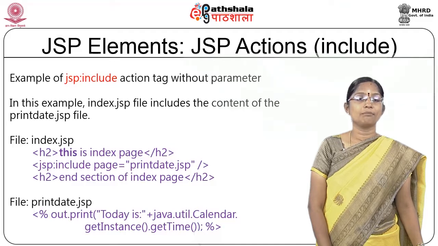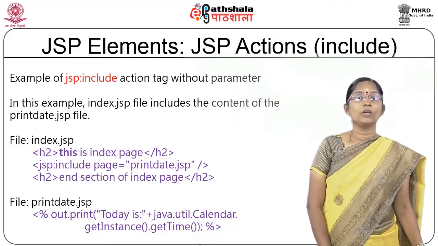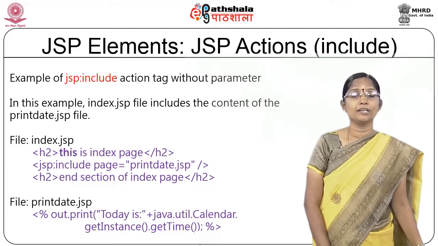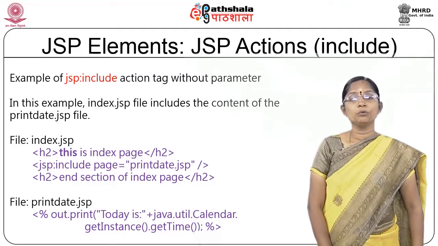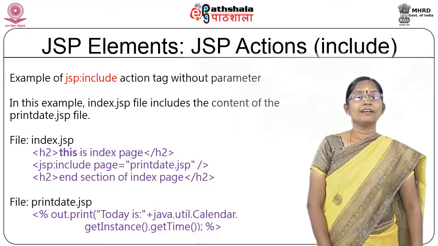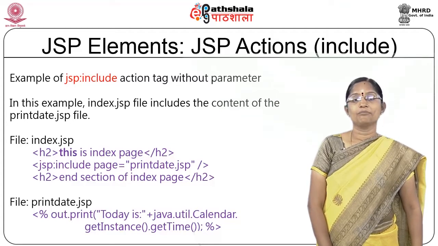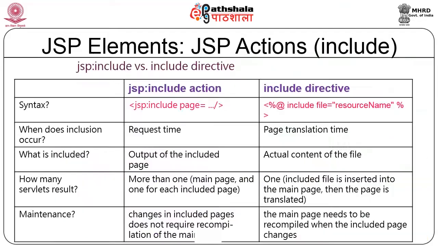Now we can see an example for it. In the index.jsp, which is the main or current JSP page, it is going to have jsp:include page equals printdate.jsp. So this current index.jsp is going to include a new JSP page called printdate.jsp. If you go through printdate.jsp, it is nothing but an expression or a scriptlet which tries to print "Today is", java.util.Calendar.getInstance, getting the instance of the current date and time. This is one more page, and this page can be included in the current page.